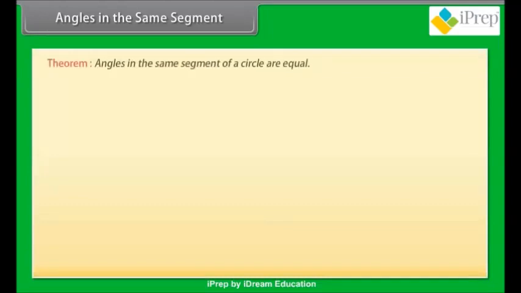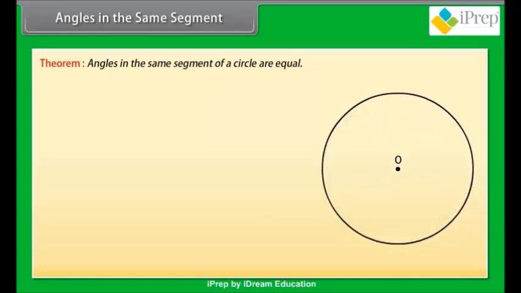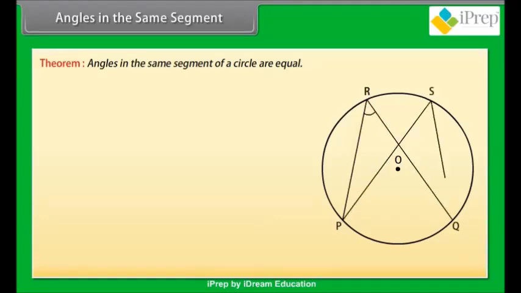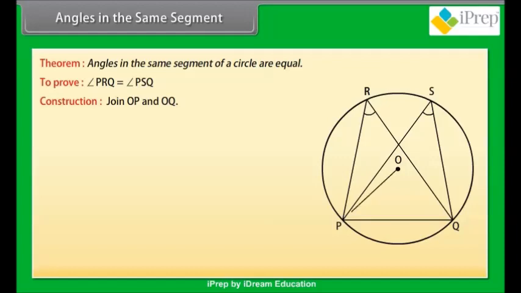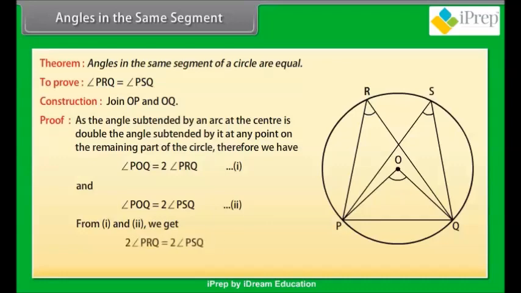Angles in the same segment. Theorem. Angles in the same segment of a circle are equal. Given. A circle with center O and the angles PRQ and PSQ in the same segment formed by the chord PQ or arc POQ. To prove angle PRQ is equal to angle PSQ. Construction. Join OP and OQ. Prove. As the angle subtended by an arc at the center is double the angle subtended by it at any point on the remaining part of the circle, we have angle POQ as 2 angle PRQ. Mark it as 1. And angle POQ is equal to 2 angle PSQ. Mark it as 2. From first and second we get 2 angle PRQ is equal to 2 angle PSQ. Therefore, angle PRQ is equal to angle PSQ.